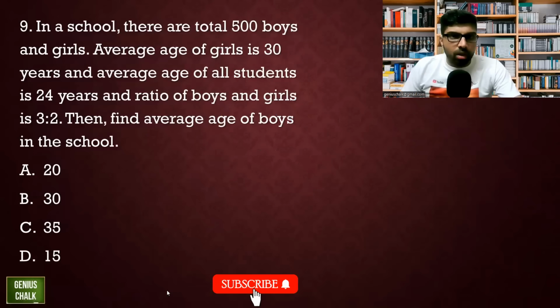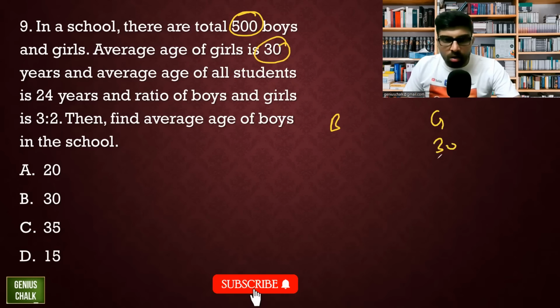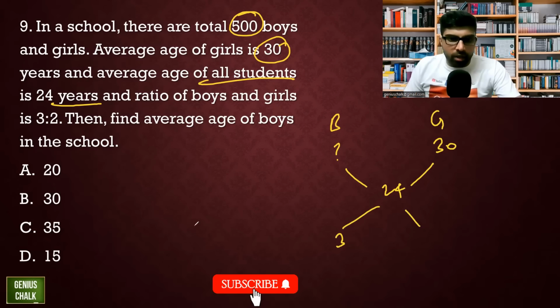Next one. In a school, there are 500 boys and girls. Fine. That means total students are 500. I have to find the average age of boys. Okay, boys, girls. So the average age of girls is 30. The average age of boys needs to be found, and the overall average age of all students is 24, and the ratio is, okay, I'll write it here.